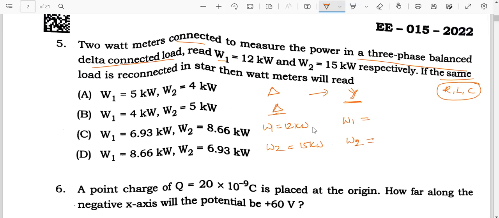Simply, when you convert from delta to star, this value is divided by 3. So 12 kilowatts divided by 3, and similarly 15 kilowatts divided by 3. Because of this, it will be 4 kilowatts and 5 kilowatts. So I can guess the answer as B here.